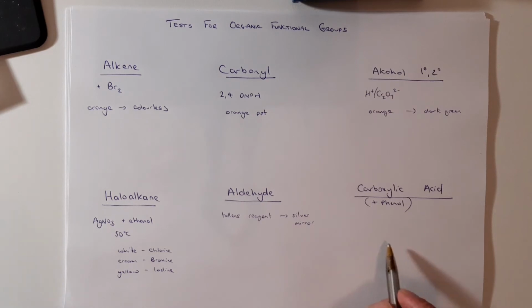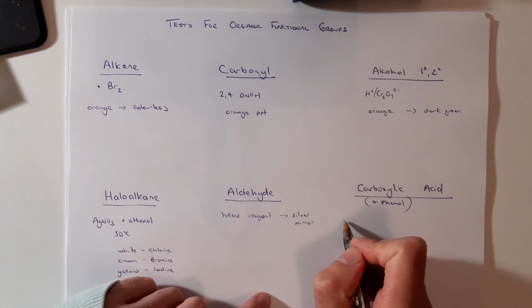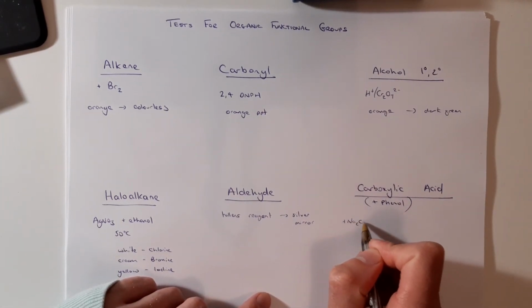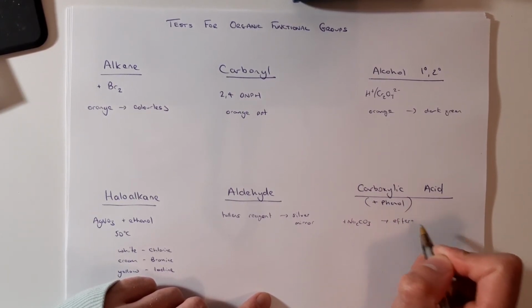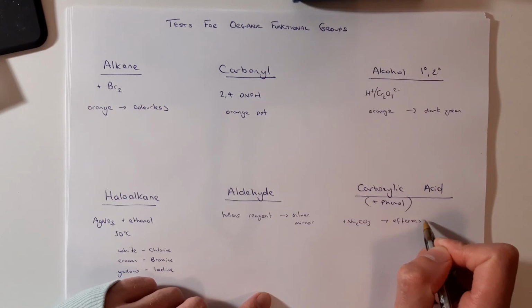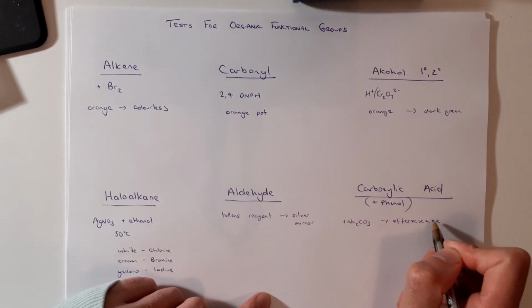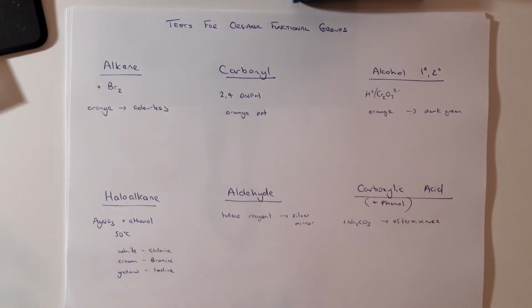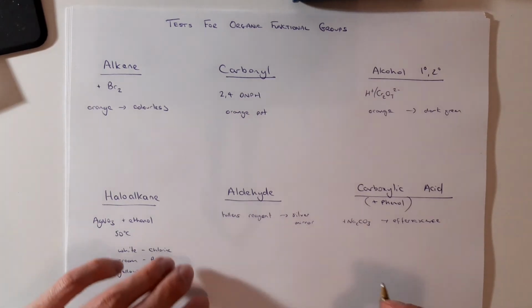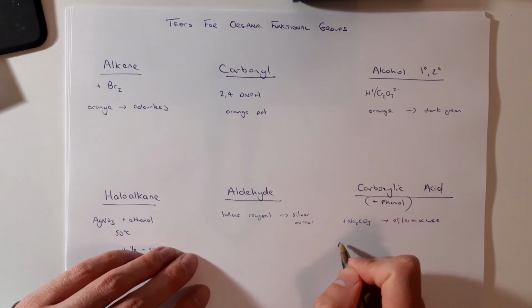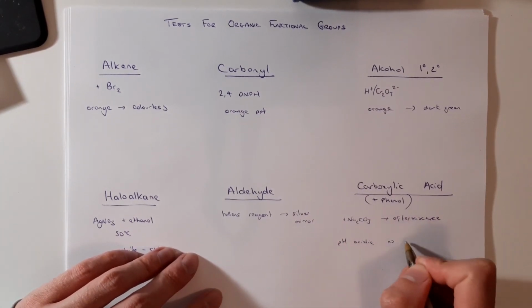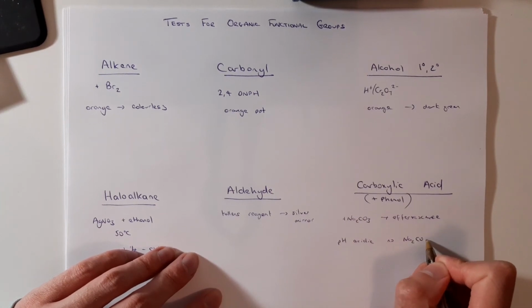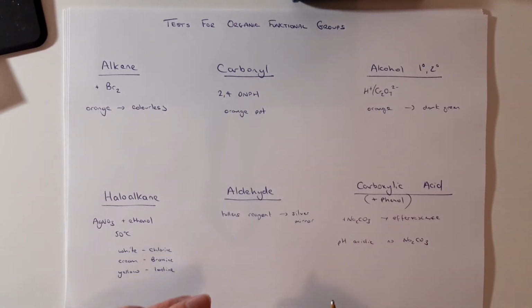And then finally, carboxylic acids and phenol. For the carboxylic acid, we're going to add sodium carbonate, and we'll get effervescence. I can't spell effervescence. There we go. Or bubbling or fizzing if it's a carboxylic acid. Phenols don't, so they're acidic. So if the pH is acidic but doesn't react with sodium carbonate, it's probably a phenol.